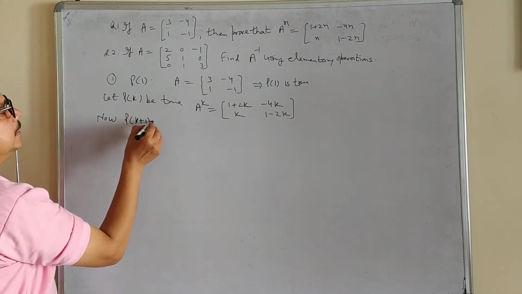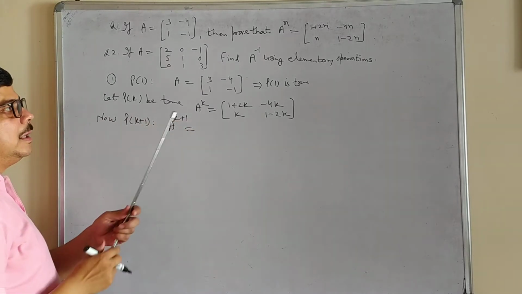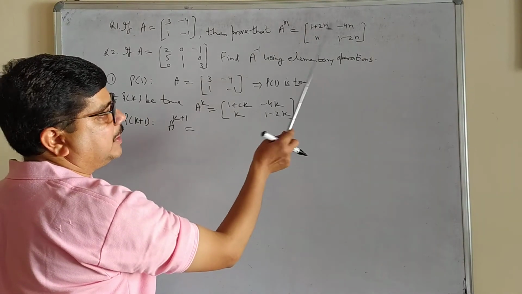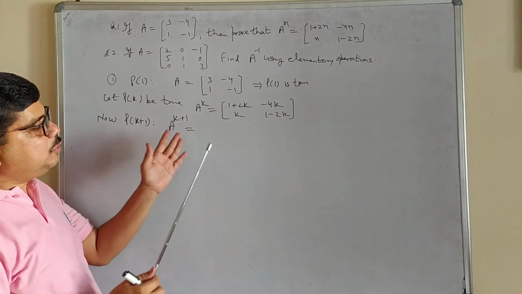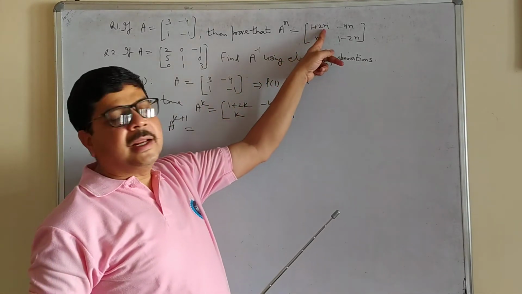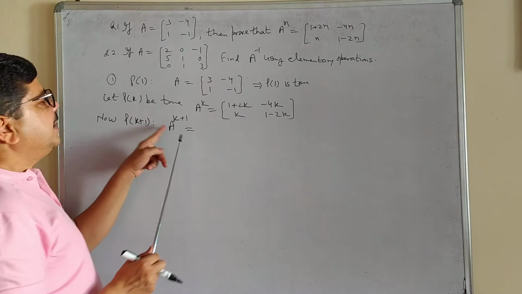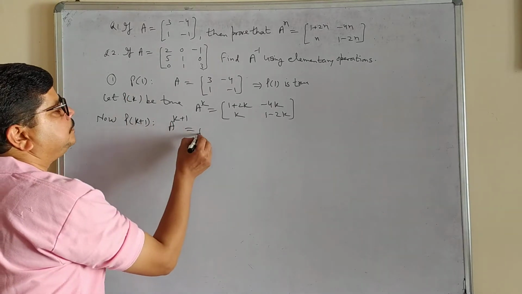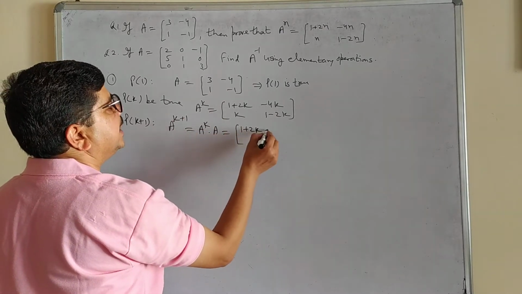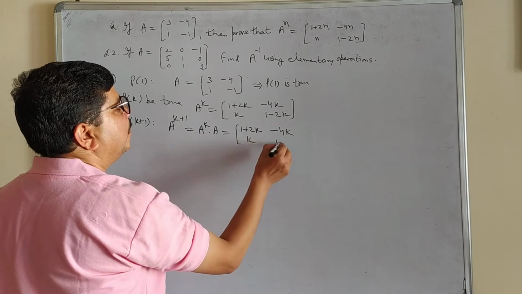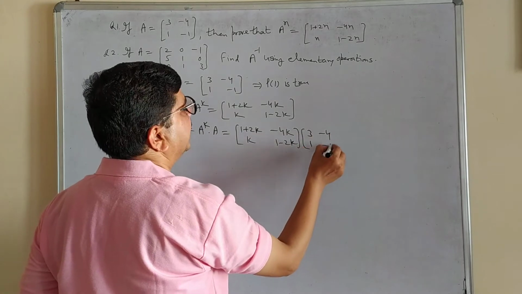Now Pk plus 1, that becomes A power k plus 1. And in right hand side, in place of n, you can put k plus 1. Or you can take only left hand side. Whatever you get, you will write in such a way that if you put k plus 1 in place of n, you get that. So I am not writing right hand side right now. I am taking only A power k plus 1, equal to A power k into A. What is A power k? 1 plus 2k, minus 4k, k, 1 minus 2k, into what? A is 3, minus 4, 1, minus 1.